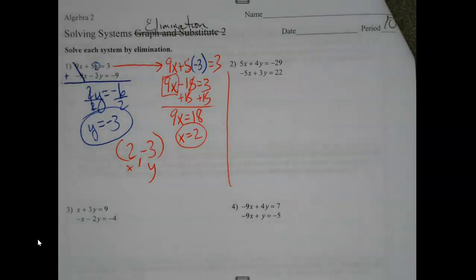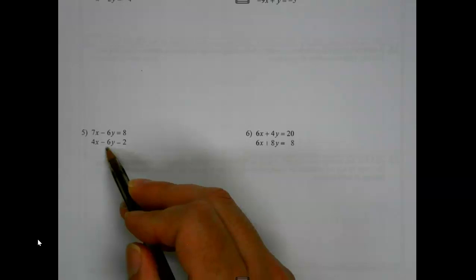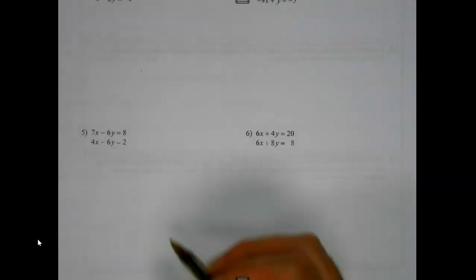So here's the thing though. Every time it's not going to go away when I add down. Sometimes, if I move down a little further, it may look like they're going to. If I look at number 5, I might get suckered into thinking, oh, the y's are going to cancel. But they're the same sign. Negative 6 plus negative 6 does not cancel. You're like, well, these don't cancel either. So you're like, okay, what can I do to fix it?